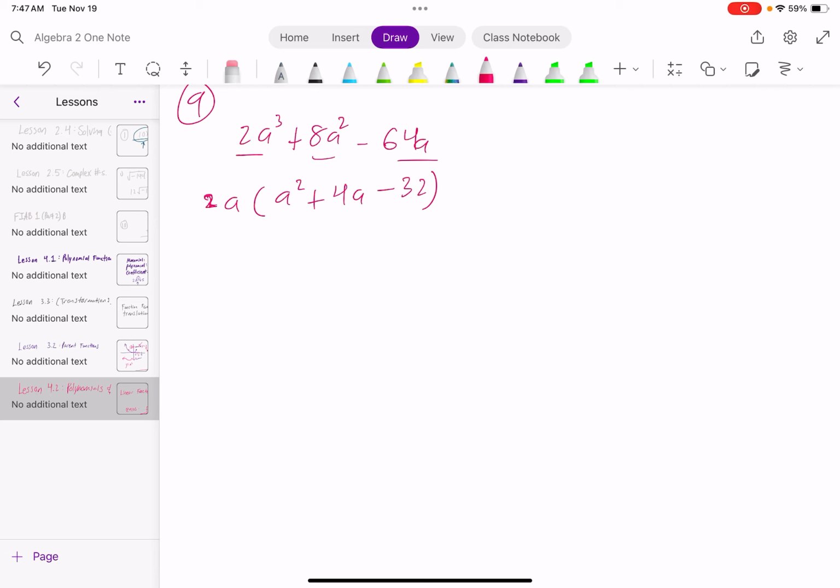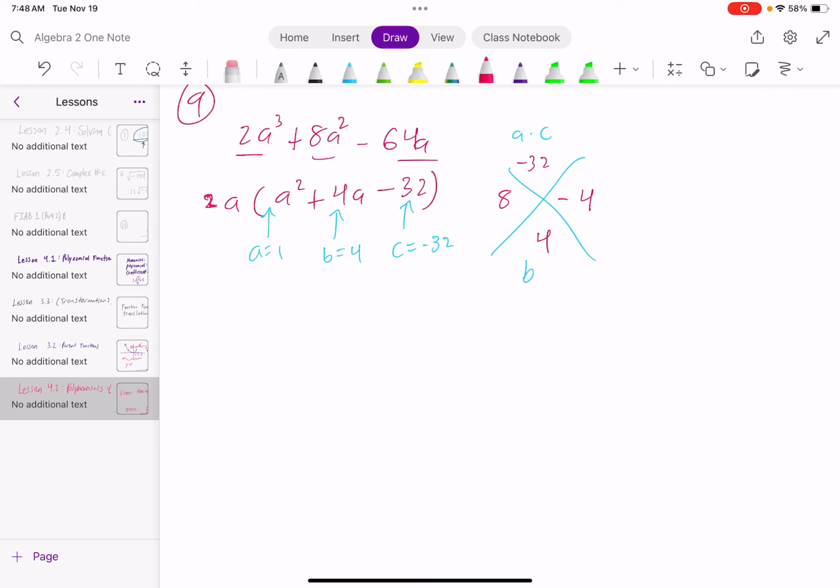You do your x. This is your A is 1, this is your B is 4, and this is your C is negative 32. This is A times C, this is your B. A times C is 1 times negative 32. B is 4, that is 8 and 4, and it's positive, so I do that.